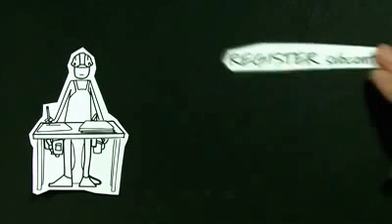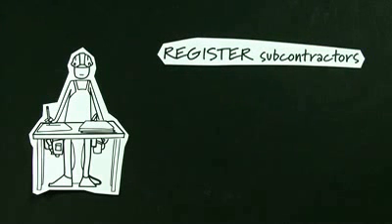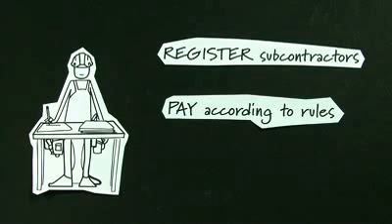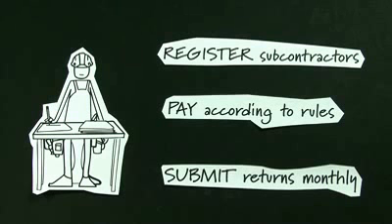Once you're registered with CIS, if you're a contractor, then you need to fulfil some requirements for HMRC. You need to check that all your subcontractors are registered with HMRC. Pay subcontractors according to the rules, gross or net of CIS deductions. Submit monthly returns to HMRC, detailing subcontractor payments and deductions.